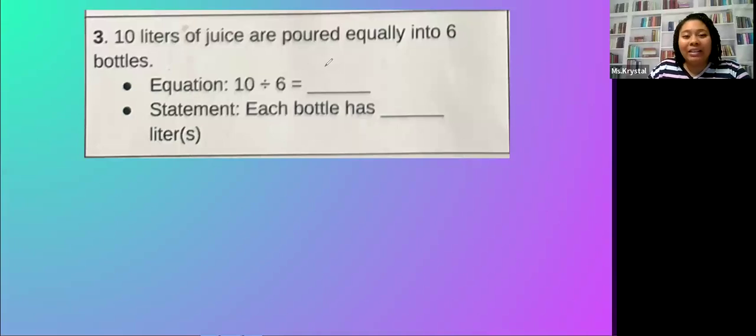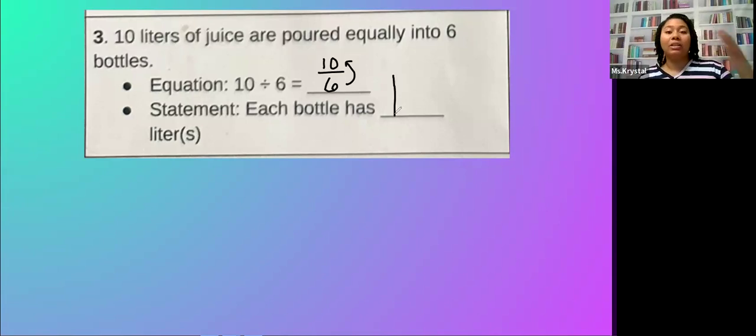And we write it the same way, 10 over or divided by 6. Now we draw a little arrow. How many times does 6 go into 10? 6 times 1, 6. 6 times 2, too big. So that's going to be 12. So it's too big. So it's only 1.